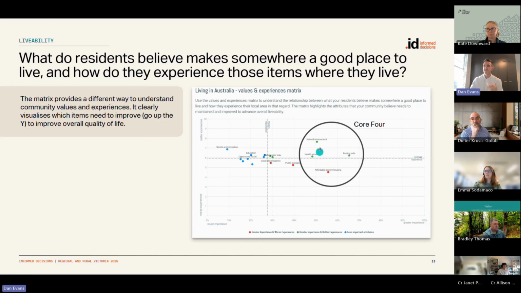High quality health services and access to nature. High quality health services are deeply tied to demographic characteristics. I'm going to speak a lot about that later on in the presentation. And access to nature, again, it's a fundamental core tenet of being an Australian, being able to access nature. It's something that is really important to Australians and is very positively experienced.